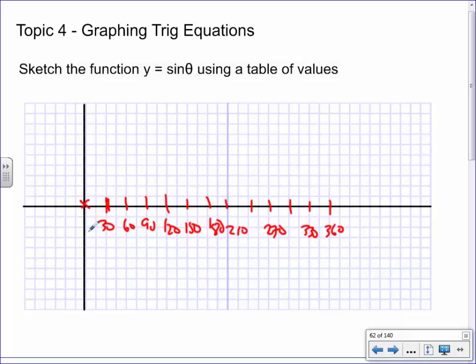0 went through 0. Then 30 degrees was a half. 60 degrees was 0.86 or so, so I'll put that right about there. 90 degrees went to 1. And then it started coming back down again. So it went up to 1. 120 came back down to 0.866. 150 came back down to 0.5. 180 came back down to 0. And that's about as far as we got when I gave you guys each a number. I'm not going too fast here, am I?